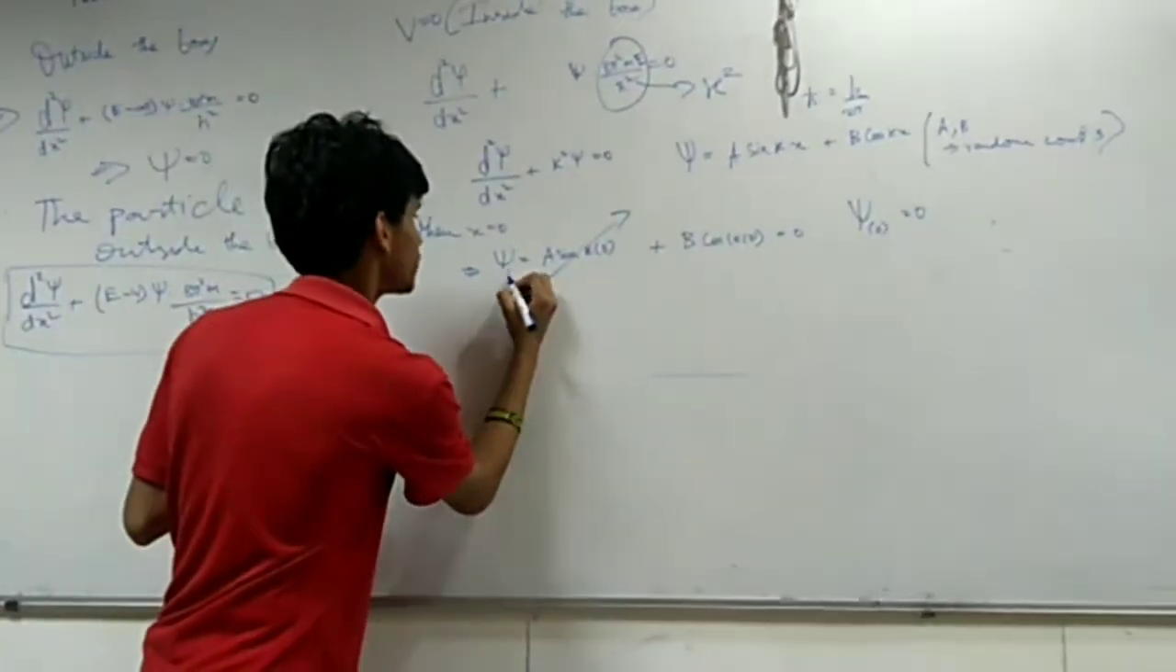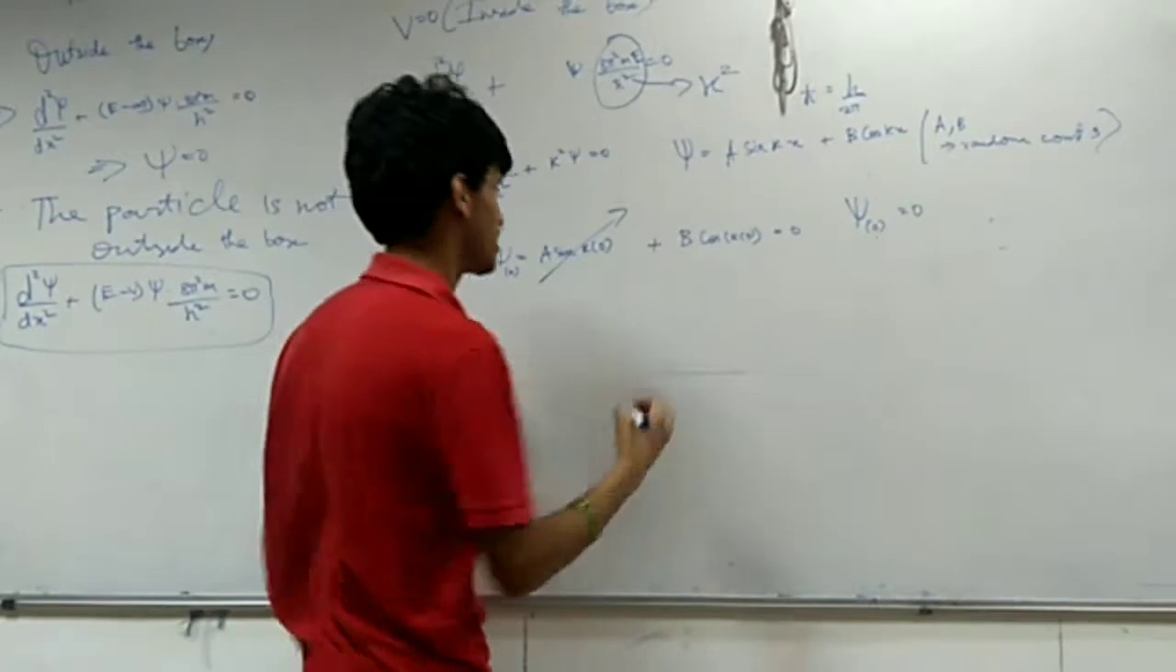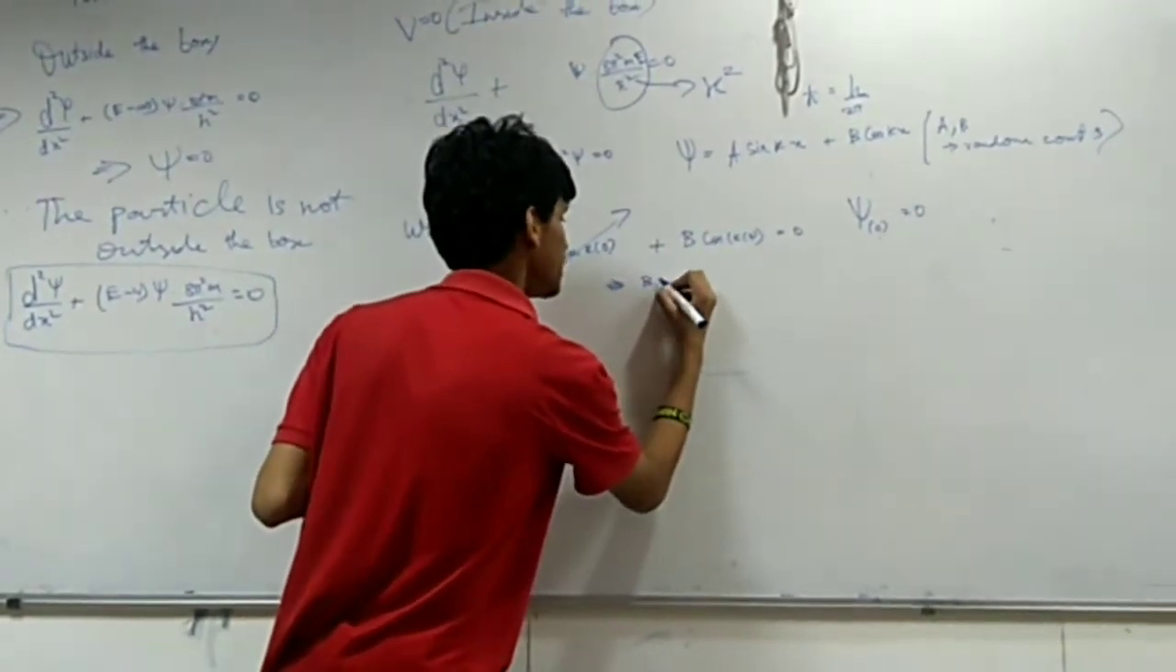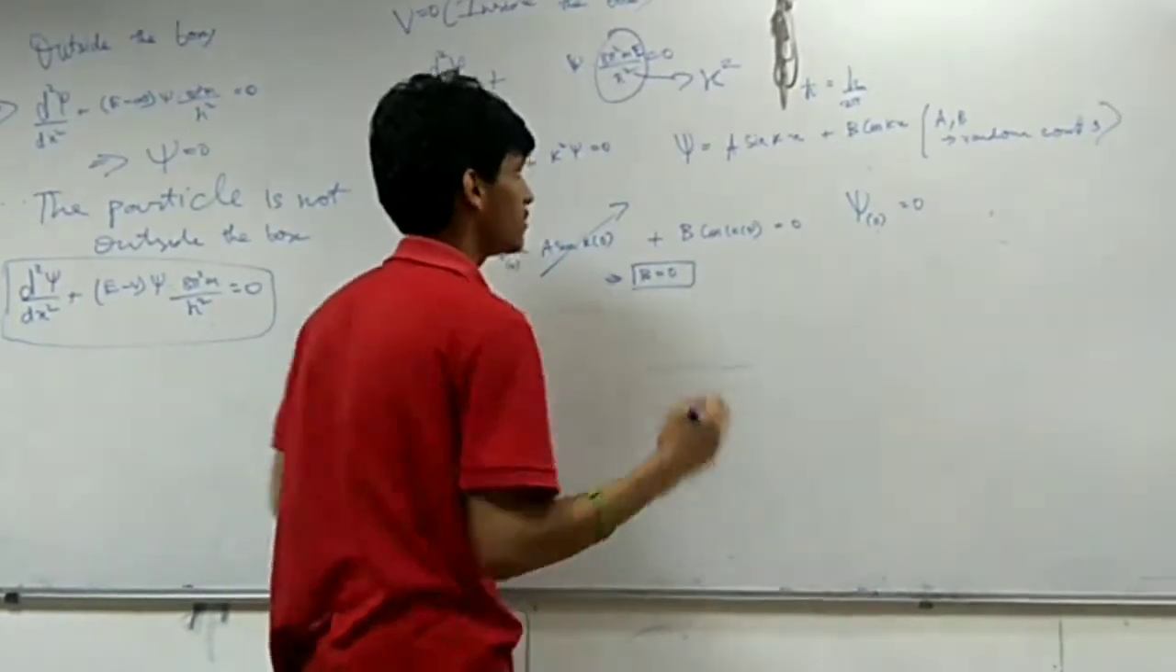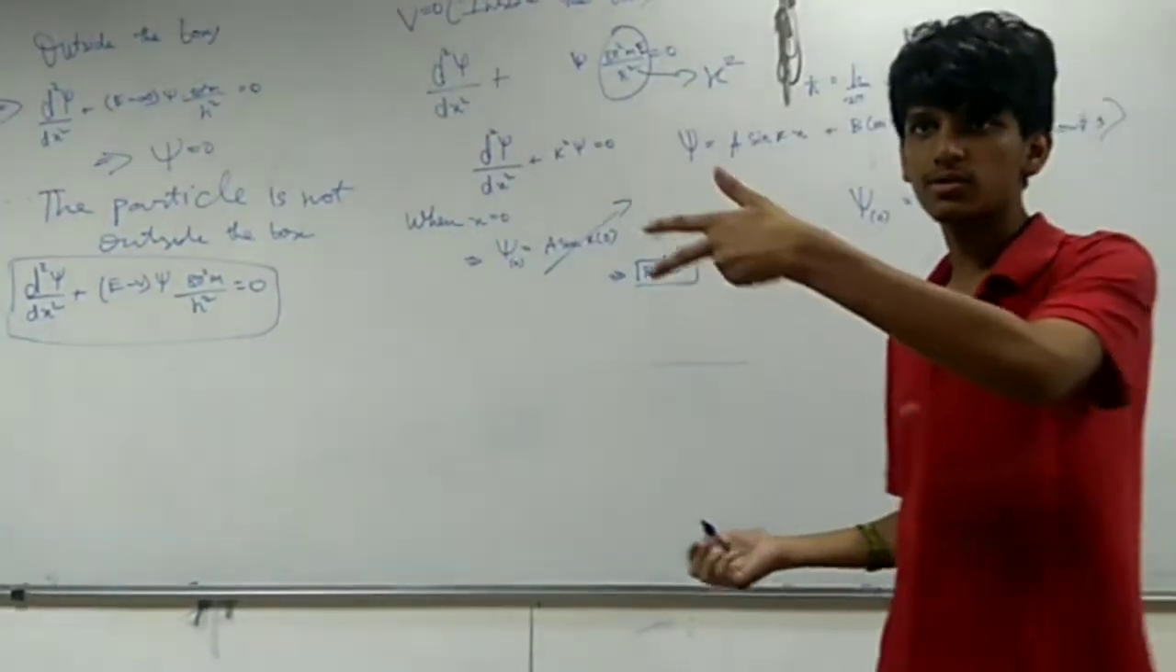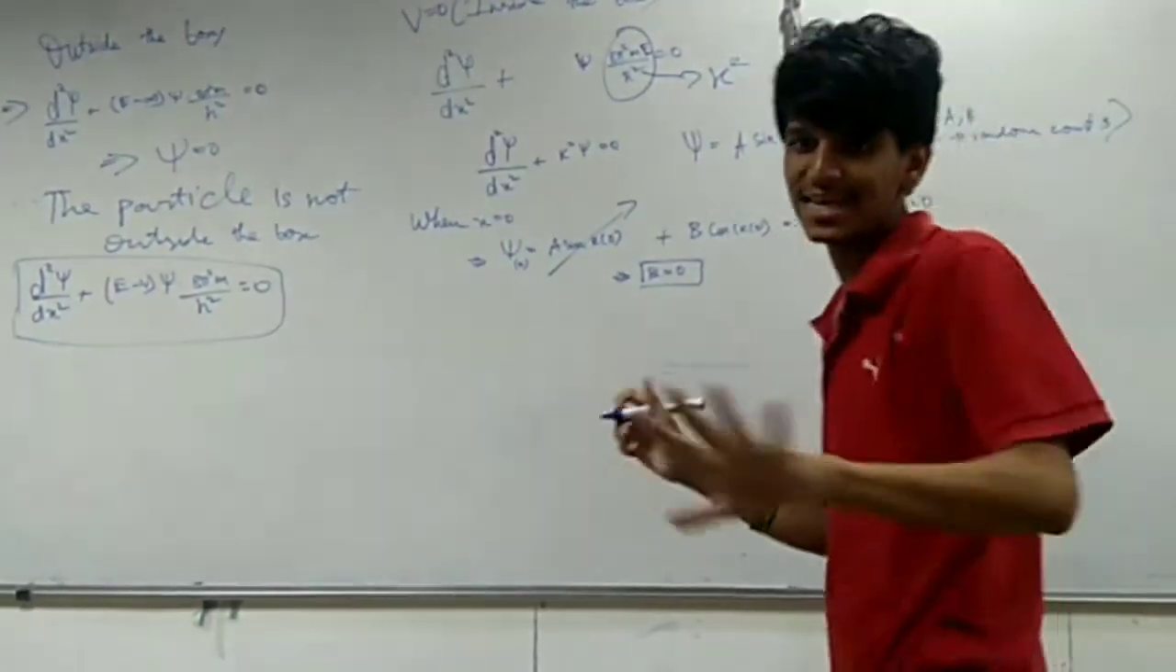Now on substituting b cos k of 0, we get that b is equal to 0, which is a very important result. So our equation further becomes ψ is equal to a sin kx.